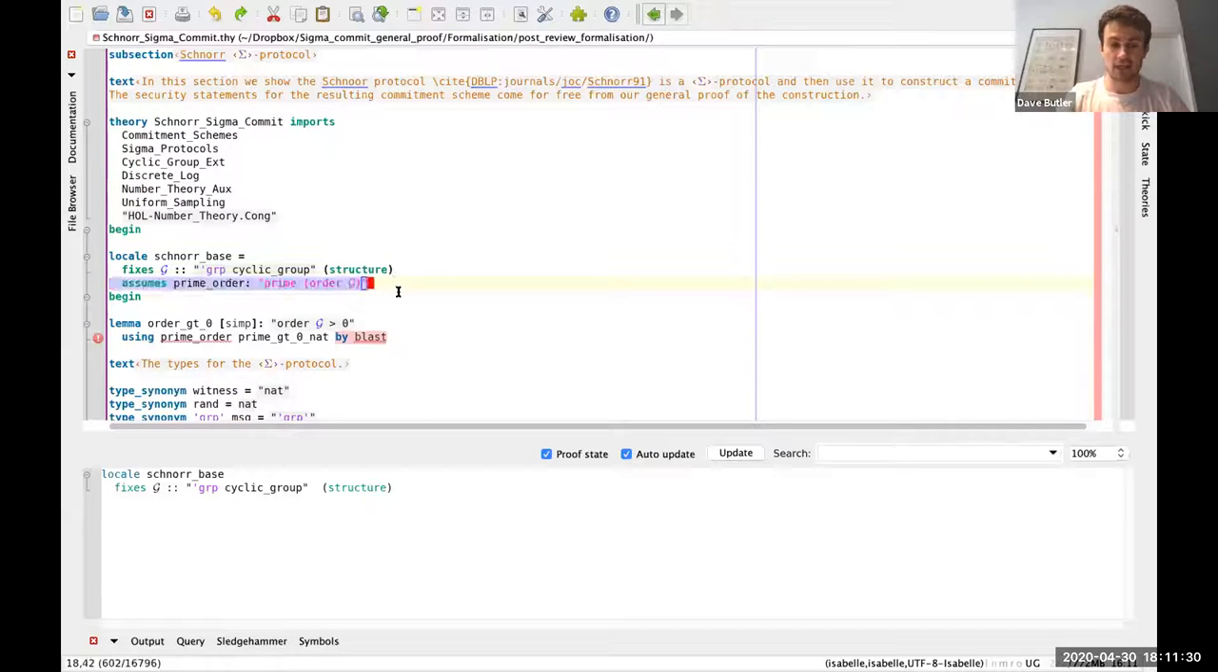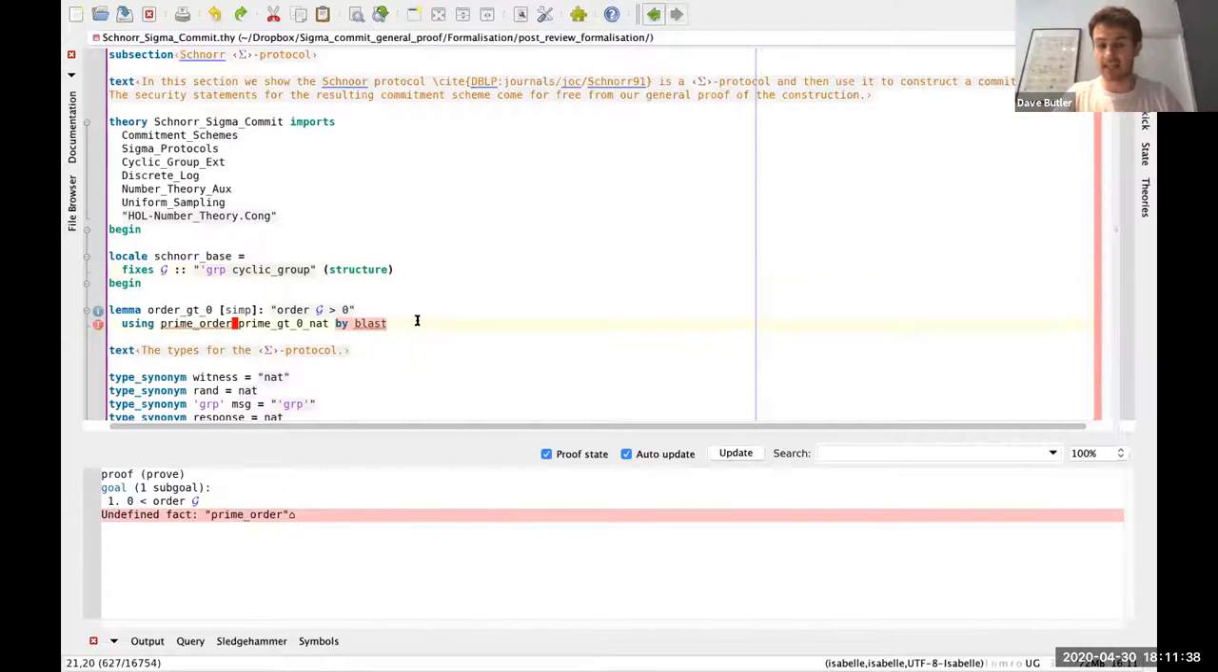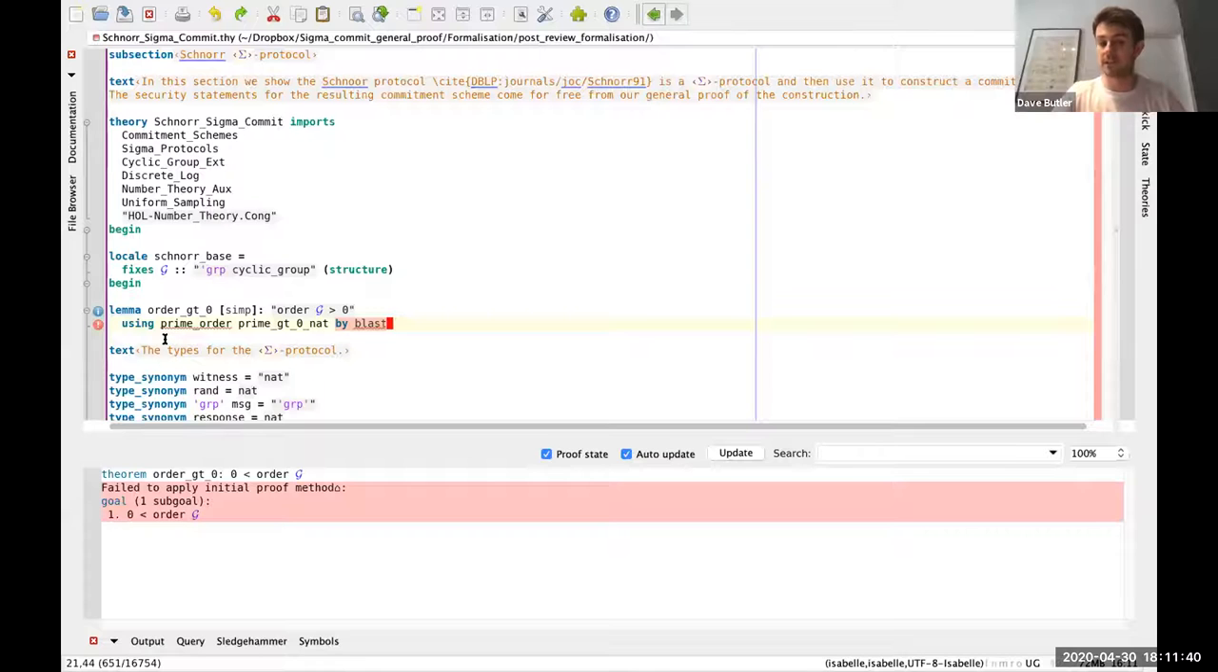So actually, I'll just show you here, we have an assumption. The assumption here is that we've got some prime group. Let's just take that assumption out. So Isabelle's immediately telling me that it doesn't like this lemma anymore. This proof doesn't go through.